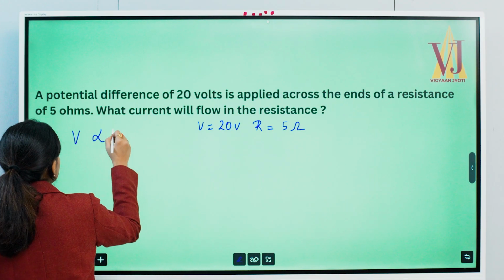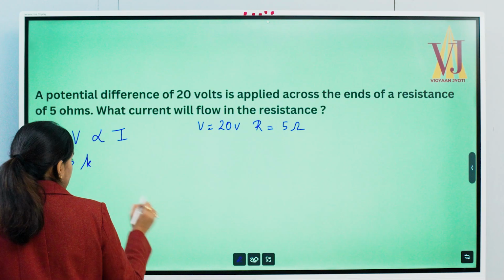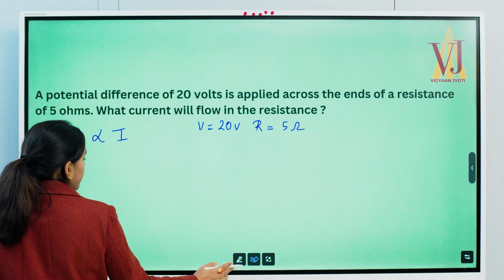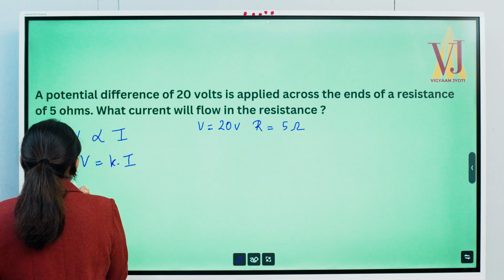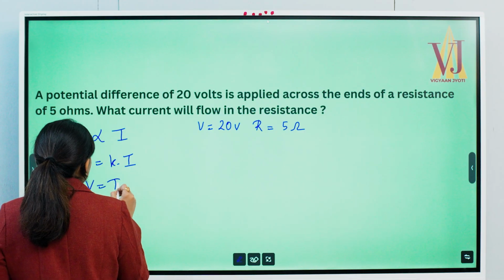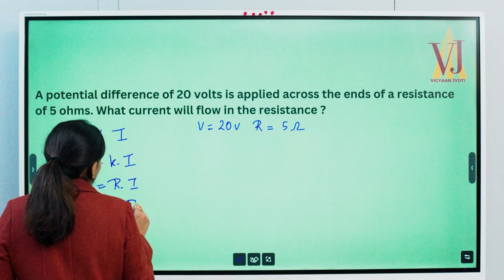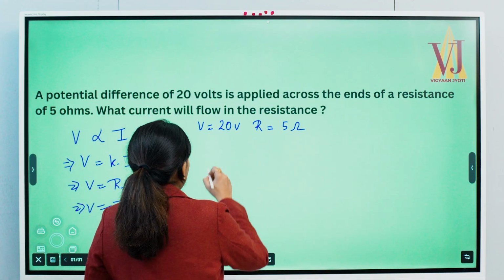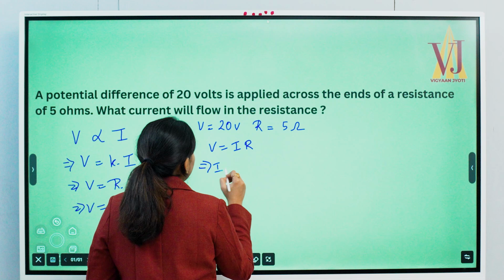V is directly proportional to I. That means there's a constant. V is equal to K times I, right? This K is no other than resistance. So my potential is the product of resistance and current. Okay, so V is equal to IR, and we need to find out I.